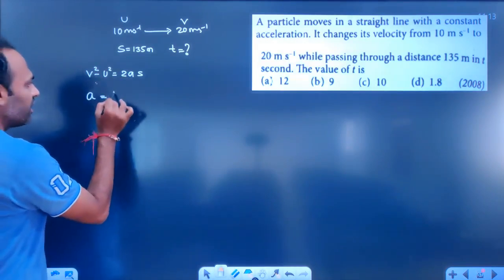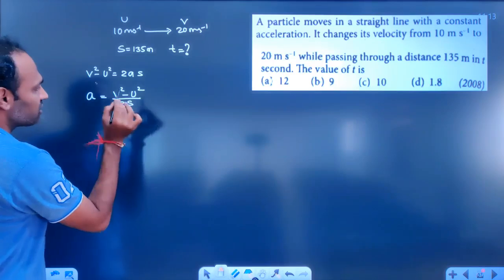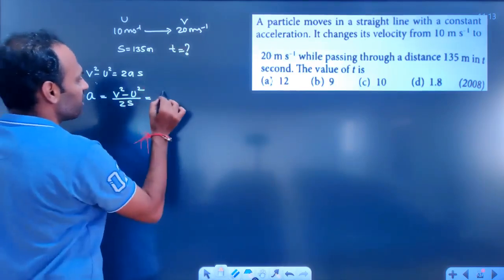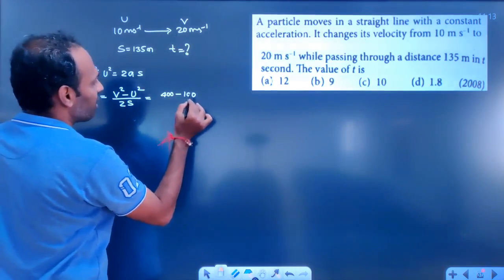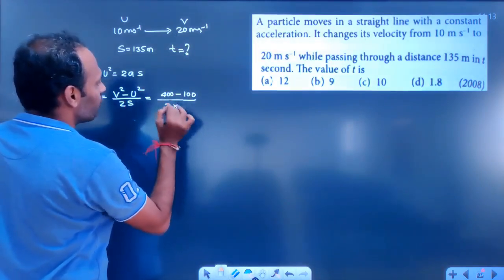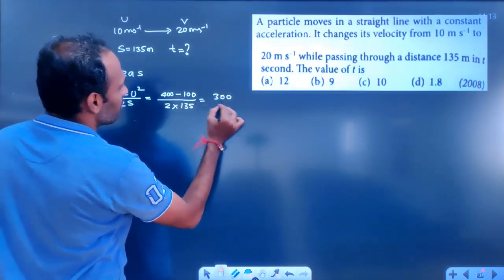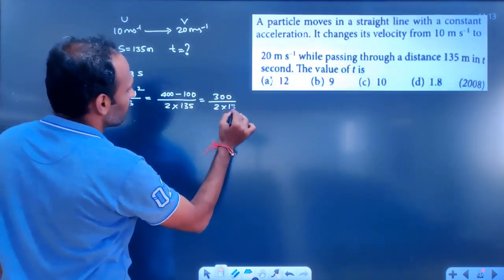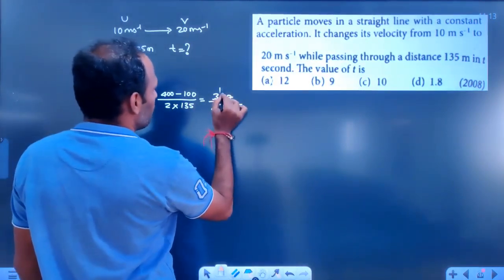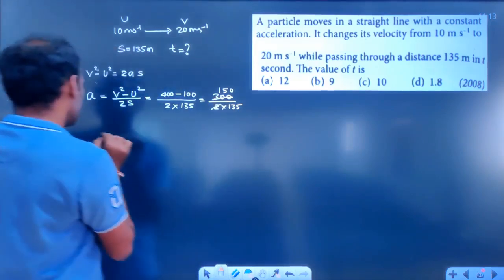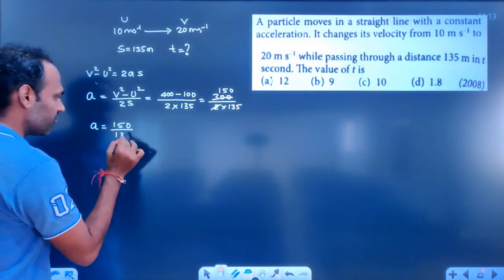So I will calculate a. a is equal to (v square minus u square) divided by 2s. v is 20, so v square will be 400. u is 10, so u square will be 100, divided by 2 into s. s is 135, so the numerator is 300. 300 divided by 2 into 135. So 2 ones are 2, 150s. So I got acceleration is equal to 150 divided by 135.